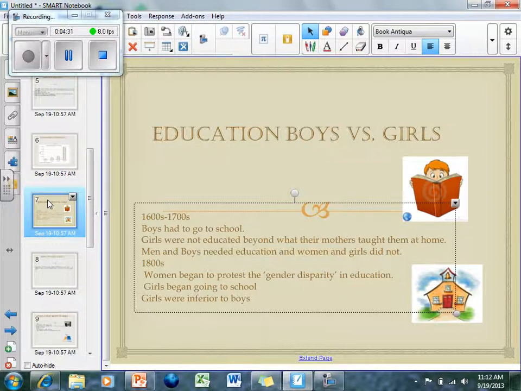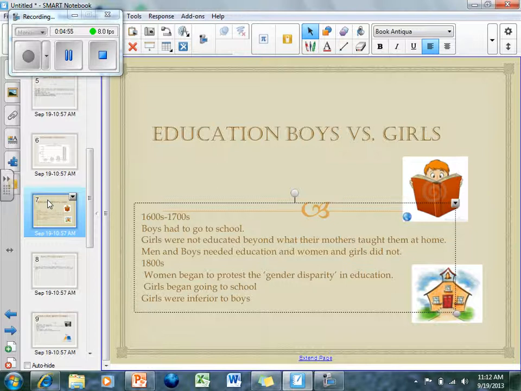Education, boys versus girls. In the 1600s and 1700s, the boys had to go to school, and females obviously couldn't go to school. They were not educated beyond what their mothers taught them at home. But their mothers weren't educated either, so they obviously didn't have a good education. Men and boys needed education, and women did not. Well, that's what they believed, because the men worked, so they needed it, and the girls didn't.